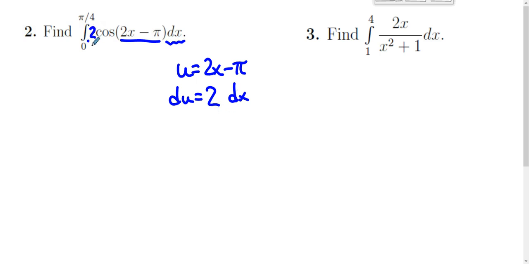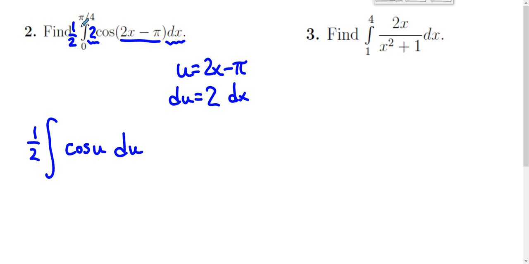Well, sure there is. You're like, wait a minute. You can't just put a 2 there. I know. We compensate. So what does this become? Well, the 2 dx gets replaced by du. And the cosine of thing in parentheses is just u, gets replaced by cosine u.